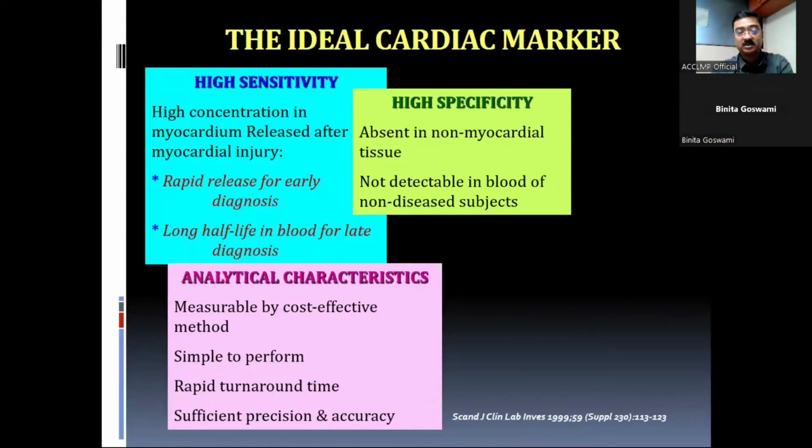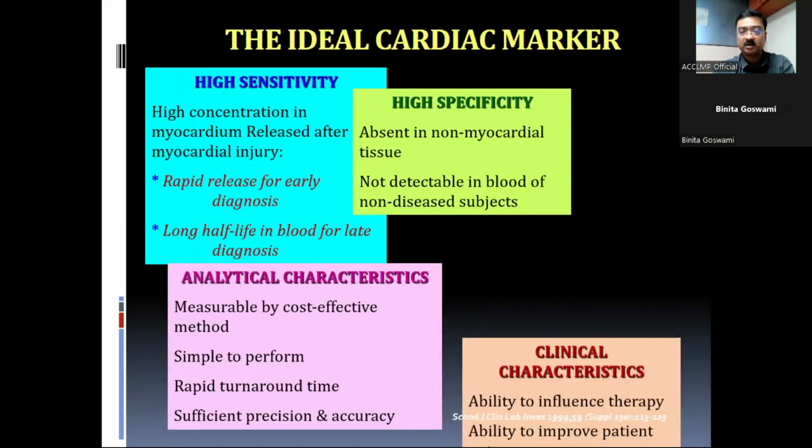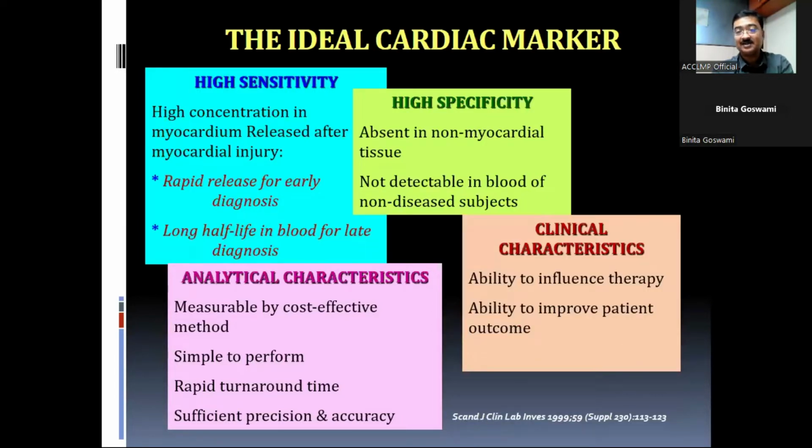Then the analytical parameters: it should be measurable in a cost-effective manner, simple to perform, and have a rapid turnaround time to call it an ideal marker. And last but not the least, the clinical characteristics: it should have the ability to influence therapy and improve patient outcome. That means this parameter should be able to diagnose, prognose and everything for a cardiac injury. That should make it an ideal cardiac marker.